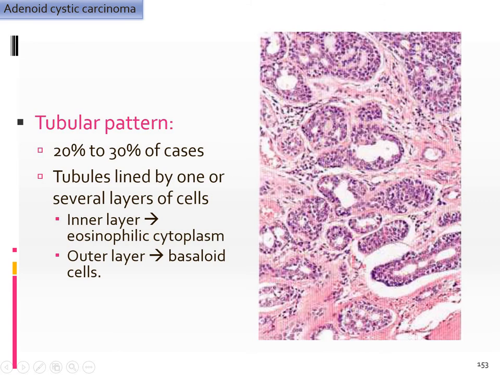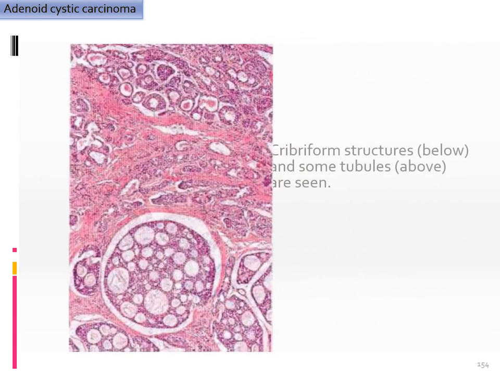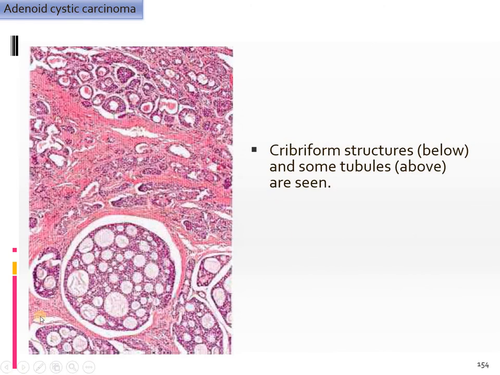The tubular pattern is the next most common pattern, which accounts for only 20 to 30% of the cases. They are lined by one or several cells, and the inner layer is usually eosinophilic and the outer layer is usually basaloid, which represents the myoepithelial cells. The cribriform structures are seen in the bottom, and there are tubular structures seen on the top of this particular figure.